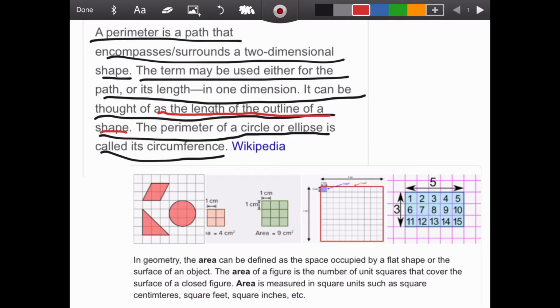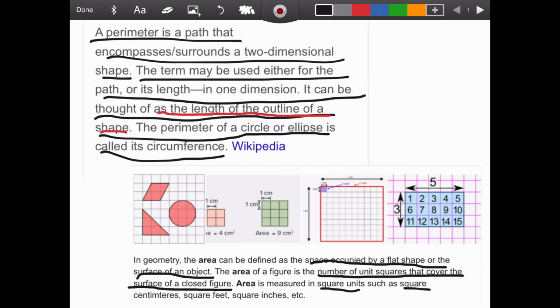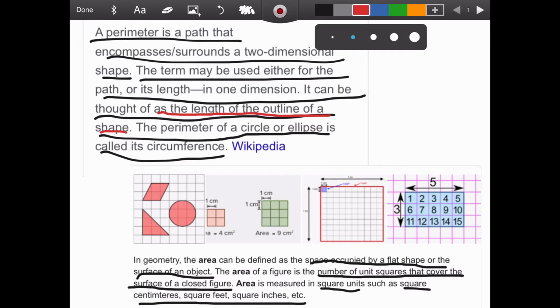And then for area, in geometry, the area can be defined as the space occupied by a flat shape or the surface of an object. The area of a figure is the number of unit squares that cover the surface of a closed figure. Area is measured in square units such as square centimeters, square feet, square inches, etc. The most important thing to note over here is that it's the space occupied by a flat shape.